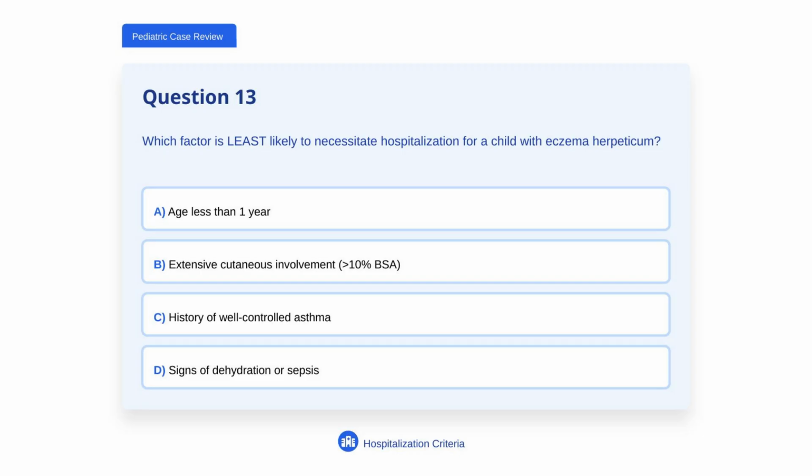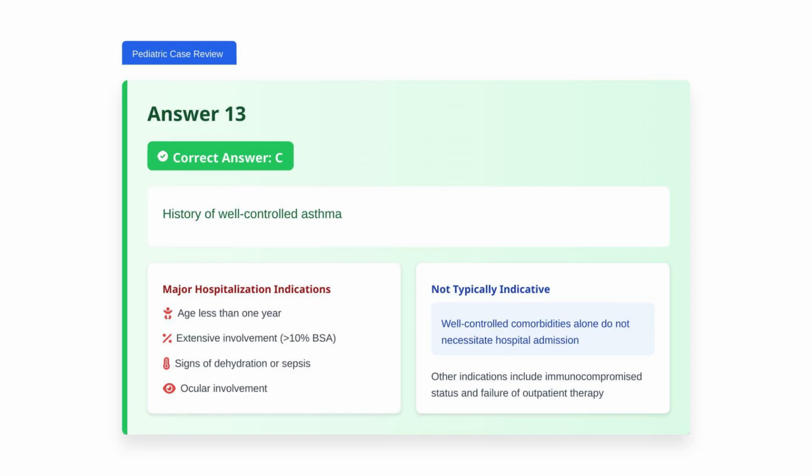Which factor is least likely to necessitate hospitalization for a child with eczema herpeticum? Is it age less than 1 year, extensive cutaneous involvement greater than 10% body surface area, history of well-controlled asthma, or signs of dehydration or sepsis? The correct answer is C.